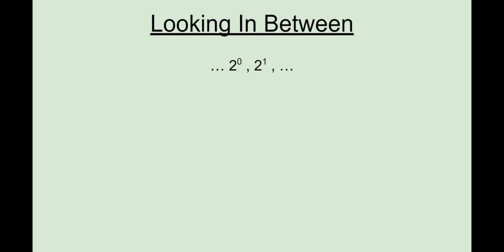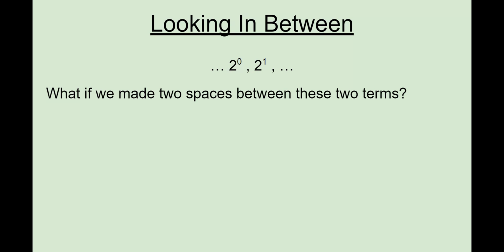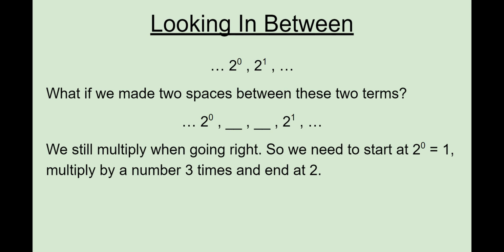So let's actually look between the 2 or the 1 here, right? Because 2 to the 0 power is 1 and the 2. So remember last time I did 1, 2, 4, 8, but I want to look in between these. So I'm just going to pick a random number. So I'm going to put 2 spaces in between. So I'll multiply this by something to get this number, and then this by something to get this number, and then this to get that number. So remember, when I go to the right, I still do my multiplication. Okay? So going to the right, still multiplication.